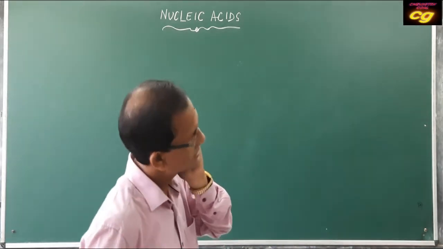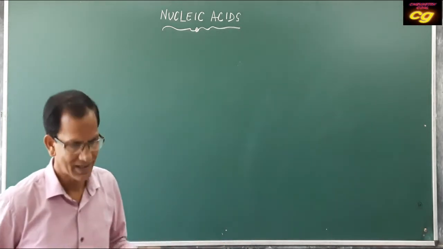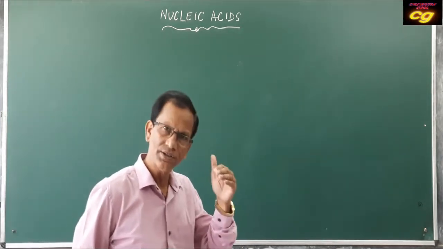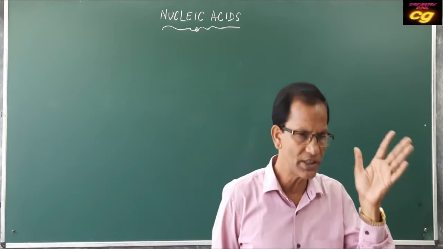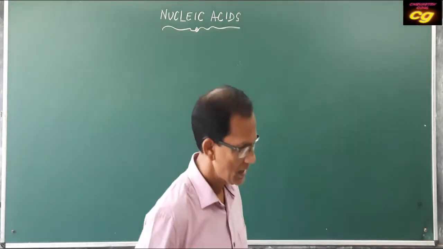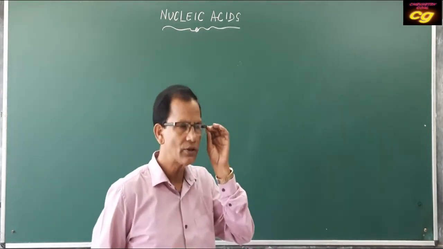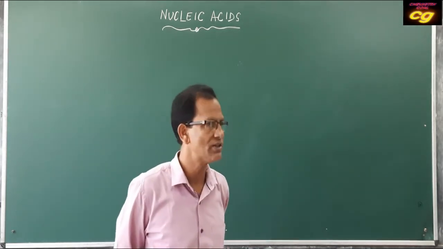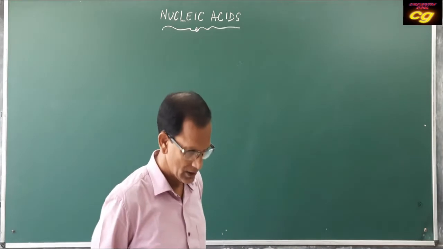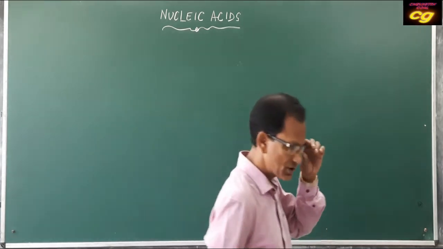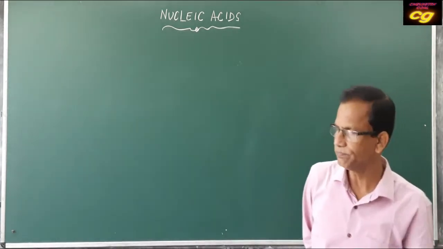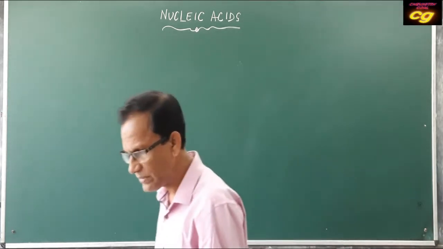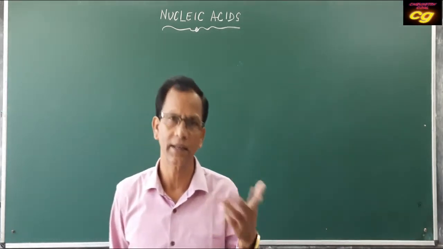So this transfer of character from one generation to another generation is called heredity. And this hereditary character is transferred in the form of DNA. We can say it is called chromosome. The cell consists of chromosomes, and the chromosome is responsible for hereditary character.